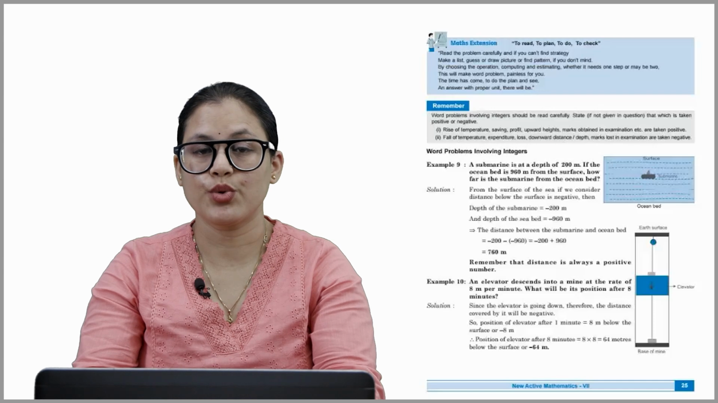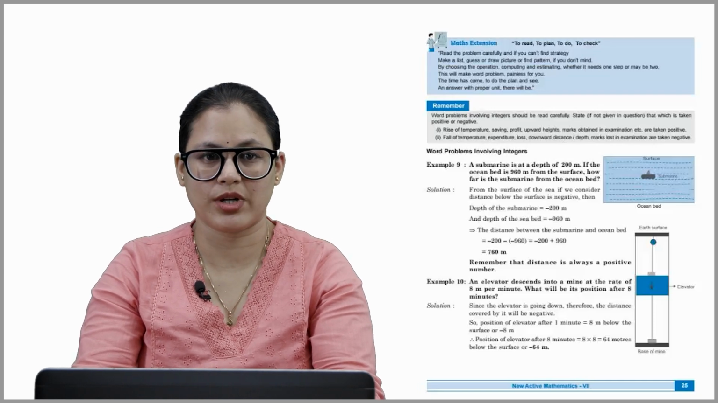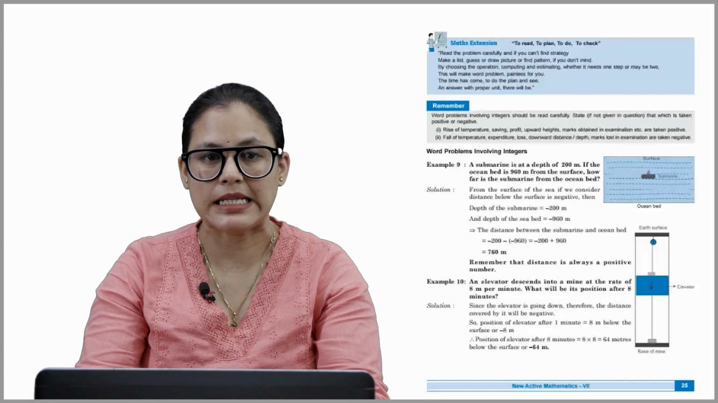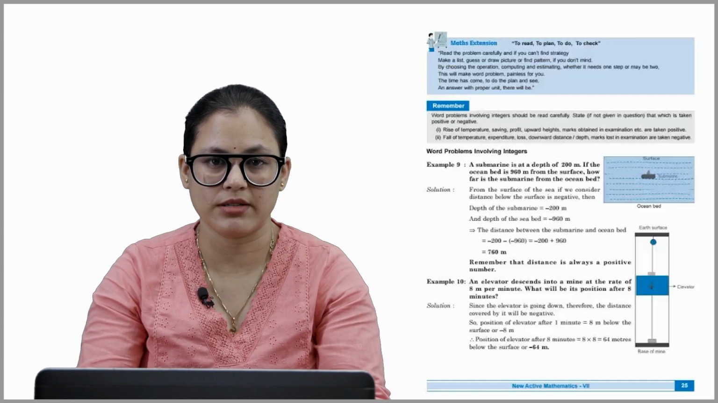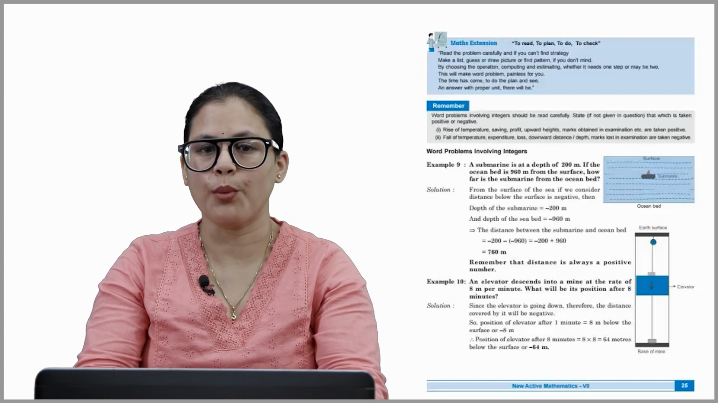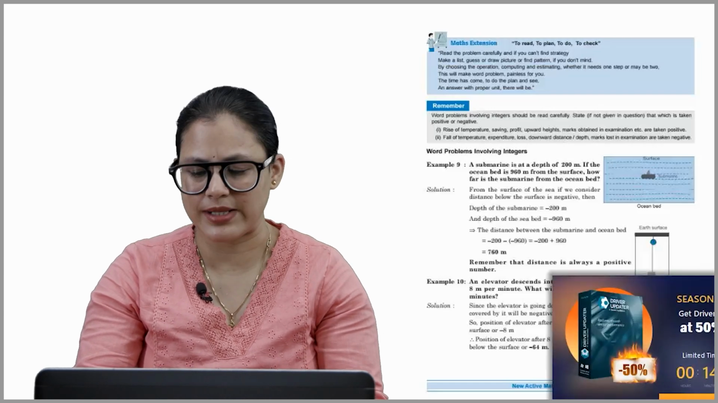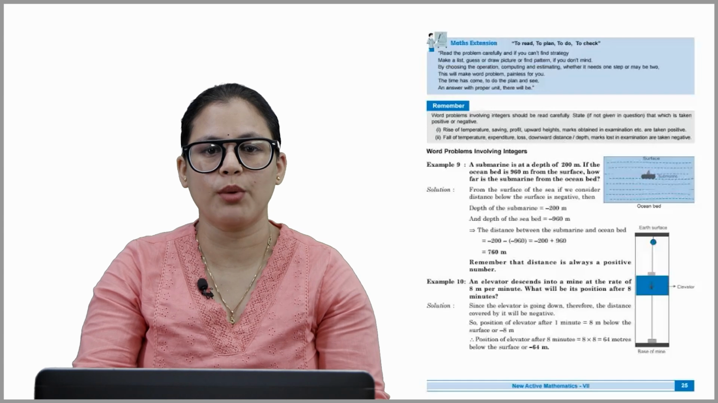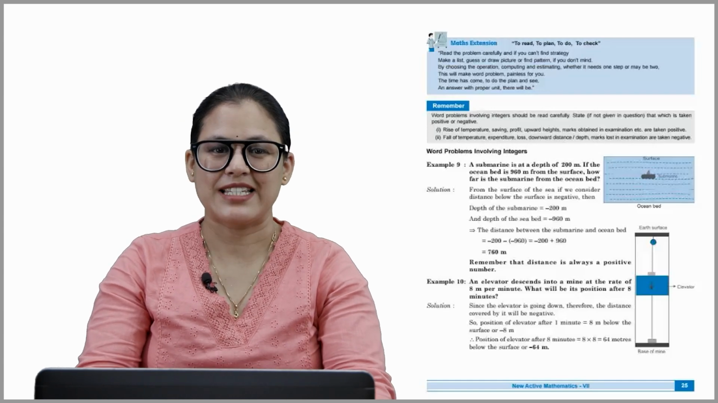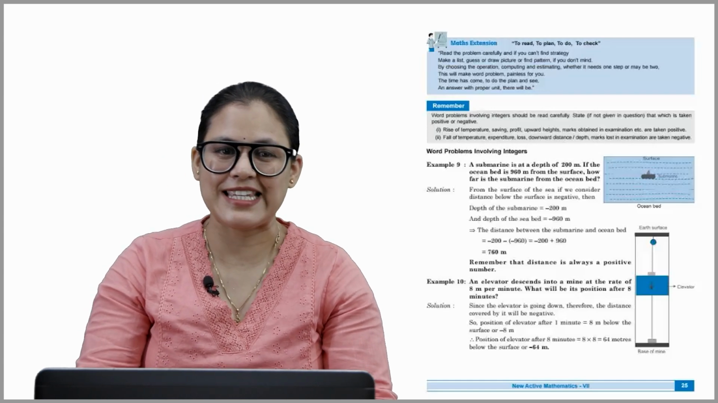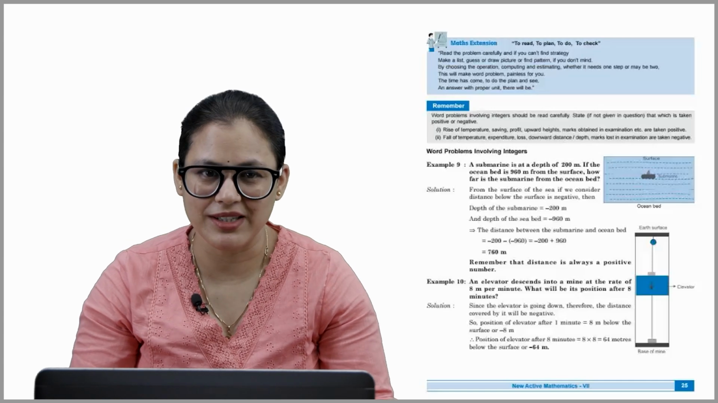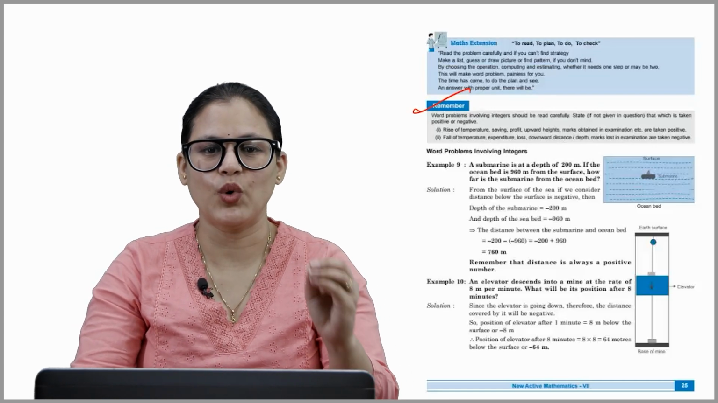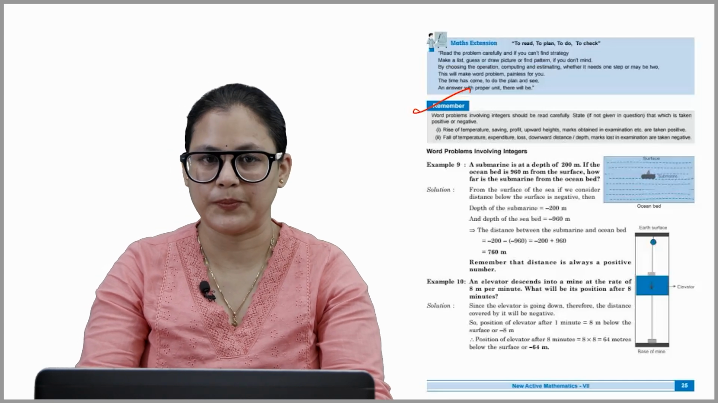Maths extension: to read, to plan, to do, to check. Read the problem carefully, and if you can't find a strategy, make a list, guess, draw a picture or find a pattern. Then choose the operation, compute and estimate whether it needs 1 step or maybe 2. This will make word problems painless for you. The time has come to do the plan and give an answer with the proper unit.